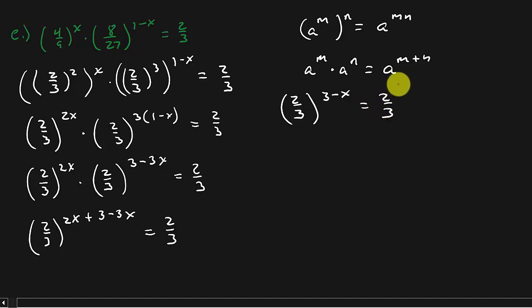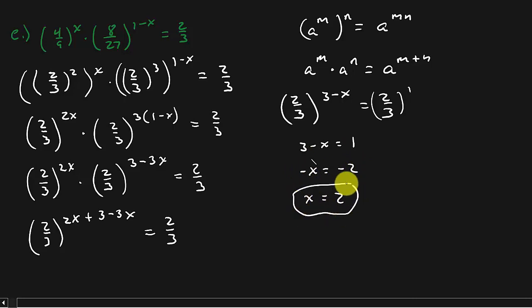Remember, this is the same thing as being raised to the what? To the first power. So I get 3 minus x equals 1. So I get negative x equals, what is that? Negative 2. So x equals 2. And that's your answer. Okay. So that's all it is. It's not bad, but this one we had to do a little bit to get there.